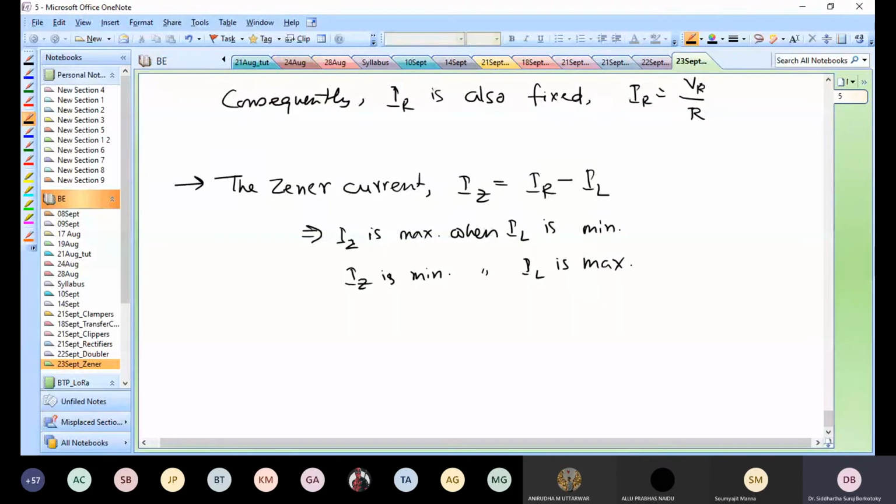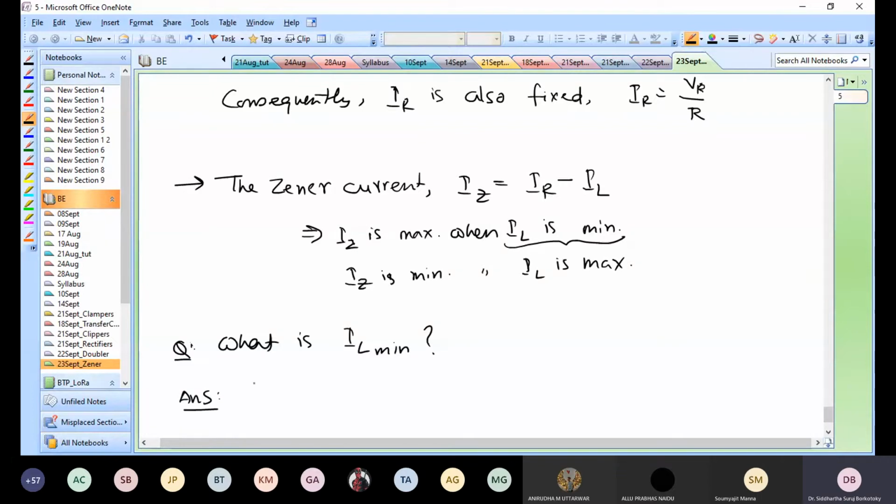Now you might ask, what does it mean for IL to be minimum? This is a question because we have not discussed it. Is there a minimum allowable value? To answer that, the question is then, what is IL minimum? Well, you have to answer this question.